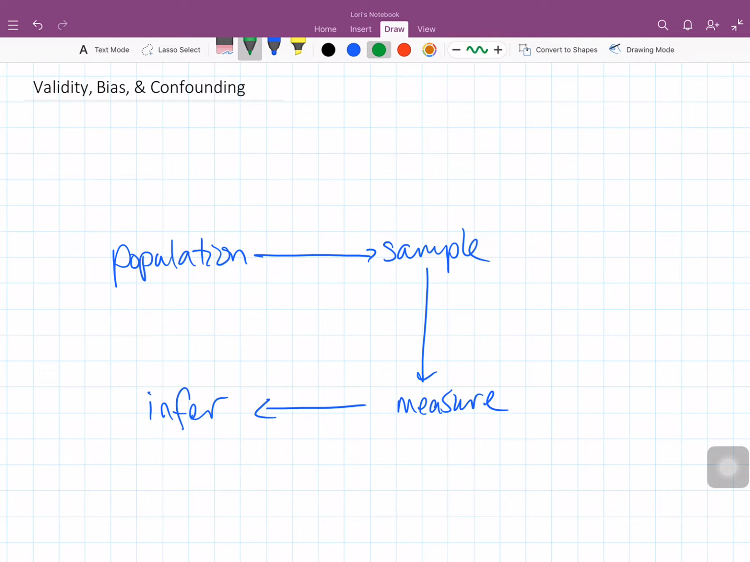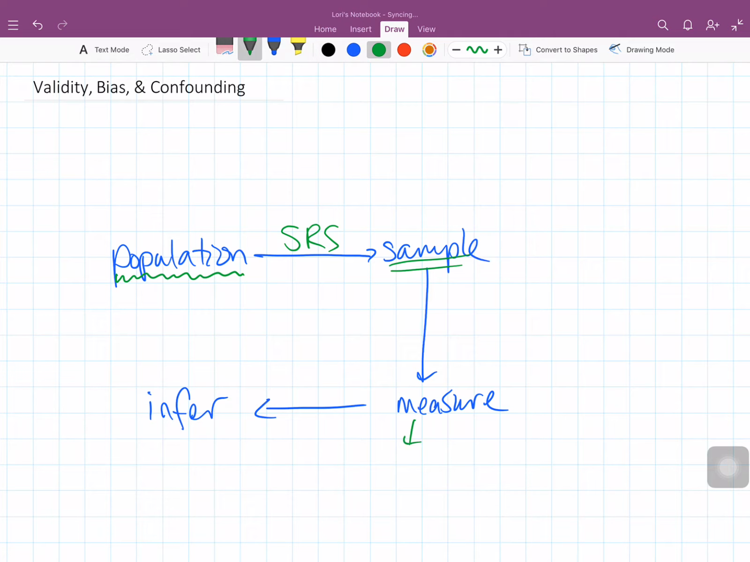So this diagram that I have here should be a familiar diagram by now. We start out with a population, and from that population we take some kind of a sample. A simple random sample is ideal because then we know that we have an equal chance of each person from that population being selected to be in our group that we will study. So then here we have our sample, and for each individual in our sample, we measure something.